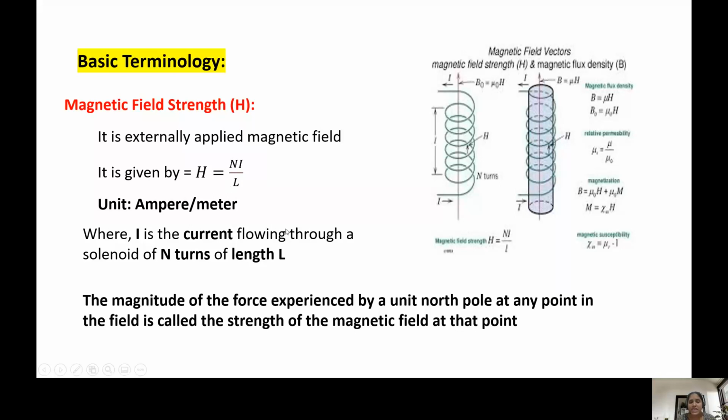In general, we can understand the definition of the field strength H like this: if you keep a unit north pole in a magnetic field, then the force experienced by this unit north pole at any point in the field is said to be the strength of the magnetic field, represented with H. The unit is ampere per meter. In the case of a solenoid, it depends on the number of turns, current, and the length of the solenoid.